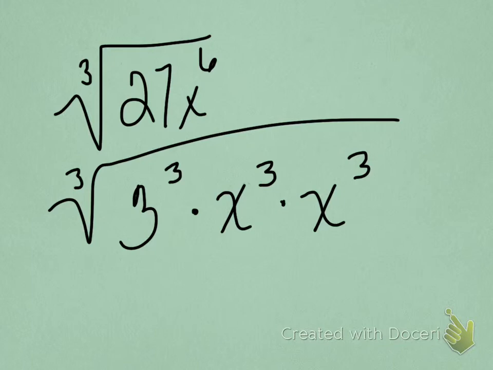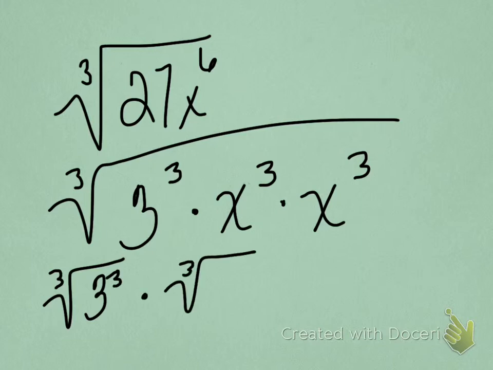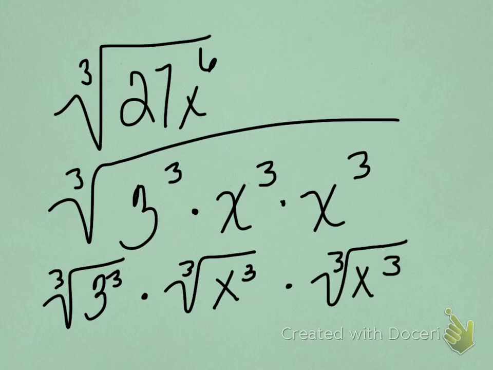That pulls out perfect cubes. Now, the product property that we just looked at tells us that if we have this, then we actually have the cube root of 3 cubed times the cube root of x cubed times the cube root of x cubed. Now, those cubes are actually going to cancel each other out.